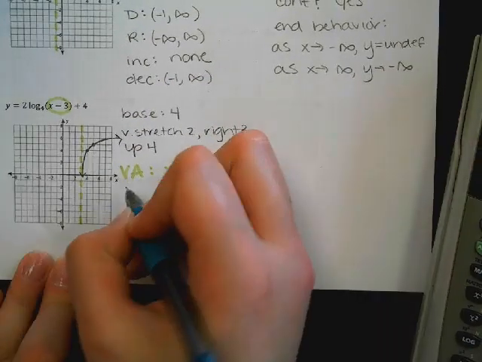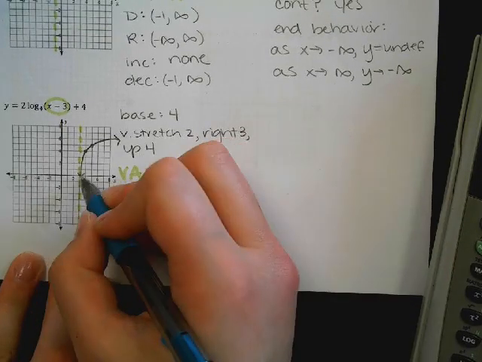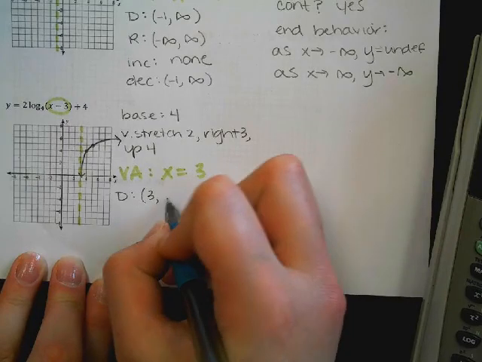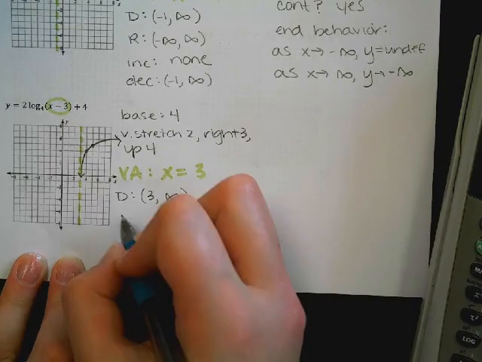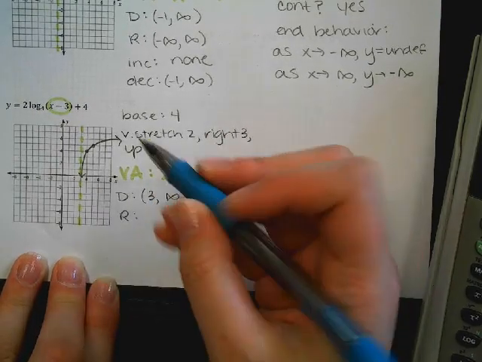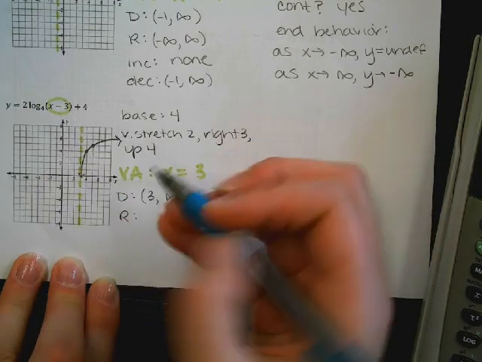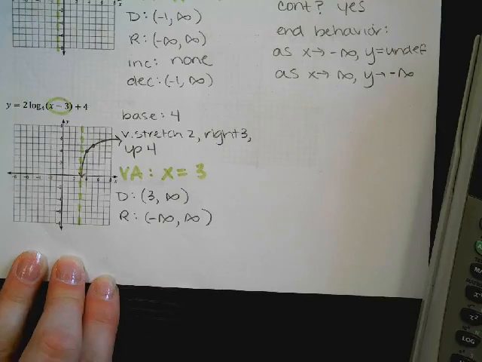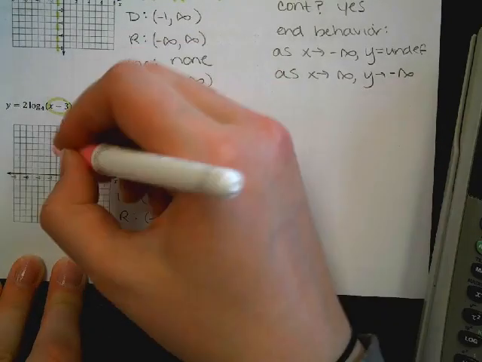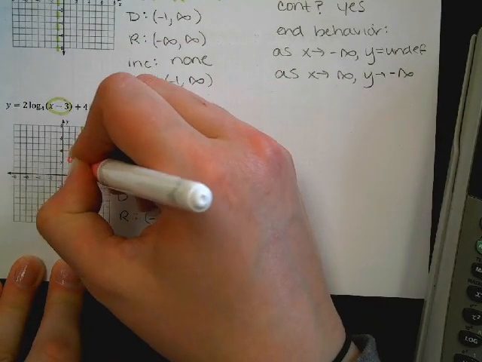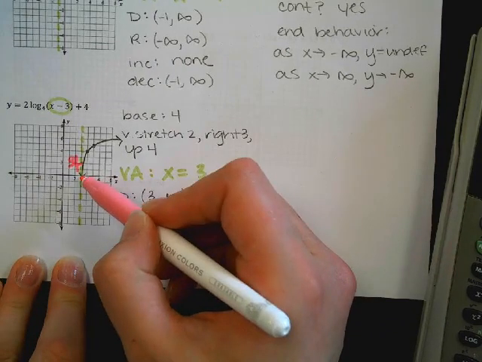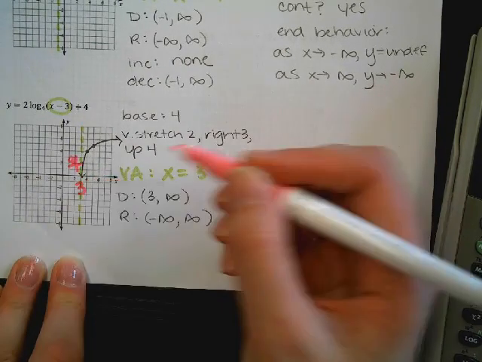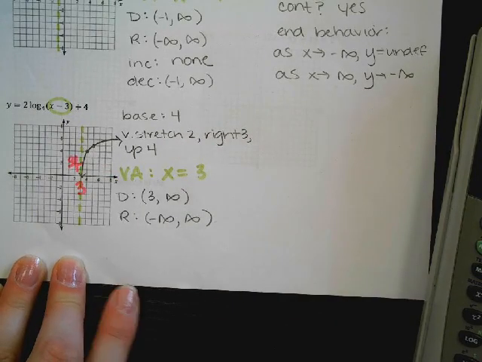Okay, so for the domain, the graph does not go left past 3. So 3 is the furthest to the left, infinity is the furthest to the right. The range goes down forever and up forever. If I put my stick figure over here, this left arrow is getting closer and closer and closer to an x value of 3, but it's not going to go any further left than that.